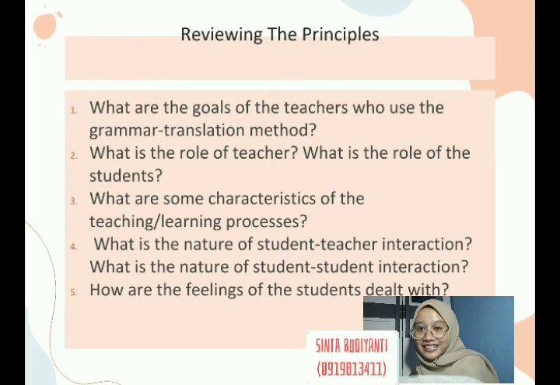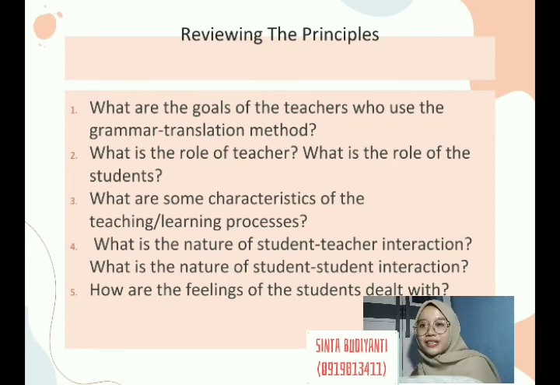Okay, it's Sinta Budiyanti. Here, I'd like to explain the subunit about reviewing the principles. The principles of the grammar translation method are organized below by answering the 10 questions posed in Chapter 1. Not all the questions are addressed by the grammar translation method. Number 1. What are the goals of teachers who use the grammar translation method? According to teachers who use GTM, the purpose of learning a foreign language is to be able to read literature written in the target language. So students need to learn about grammar rules and vocabulary of the target language.